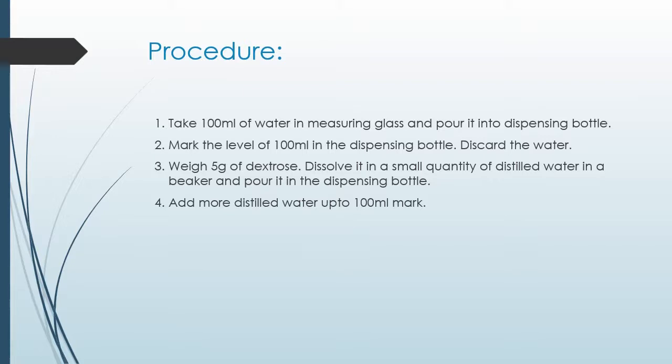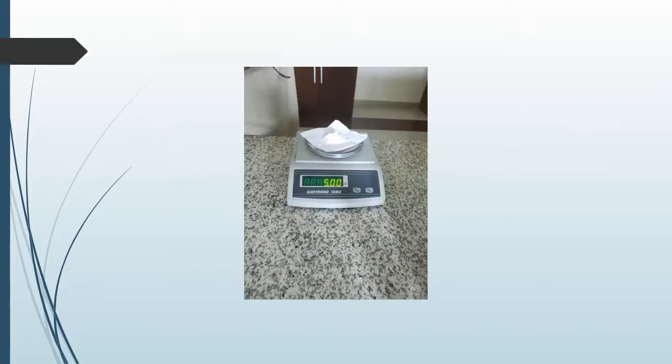Number 1, take 100 ml of water in measuring glass and pour it into dispensing bottle. Step 2, mark the level of 100 ml in the dispensing bottle and then discard the water. Weigh 5 gram of dextrose, dissolve it in a small quantity of distilled water in a beaker and pour it in the dispensing bottle. Add more distilled water up to the mark of 100 ml.